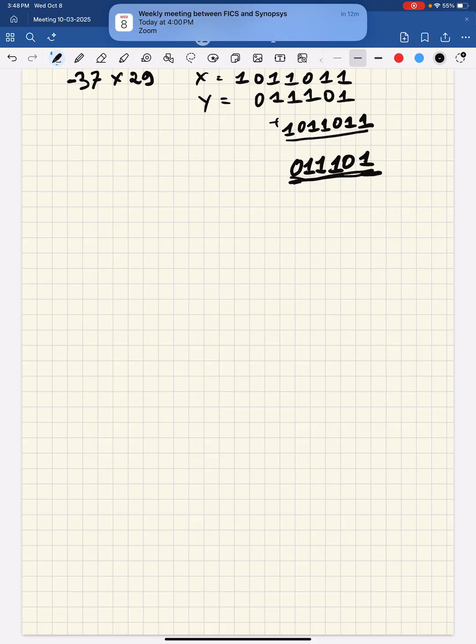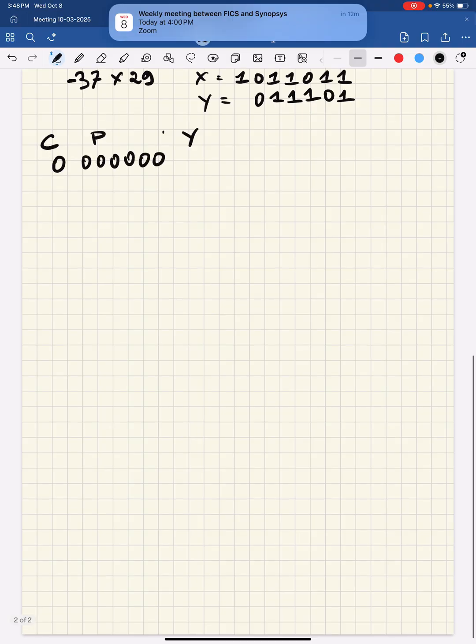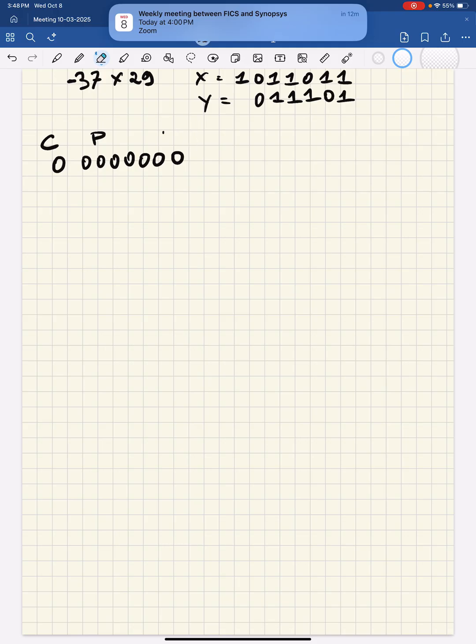So let's make a bit of room to do the multiplication. Now for our multiplication, we have the C, the P, and then we have the Y. C starts with the 0, and for P we have 7 positions to represent it. We have 0 0 0 0 0 0, that's 6, and then 0 is 7. So let's push the Y a bit further. So Y, we start with the number 29, which is 0 1 1 1, and then 0 and 1.